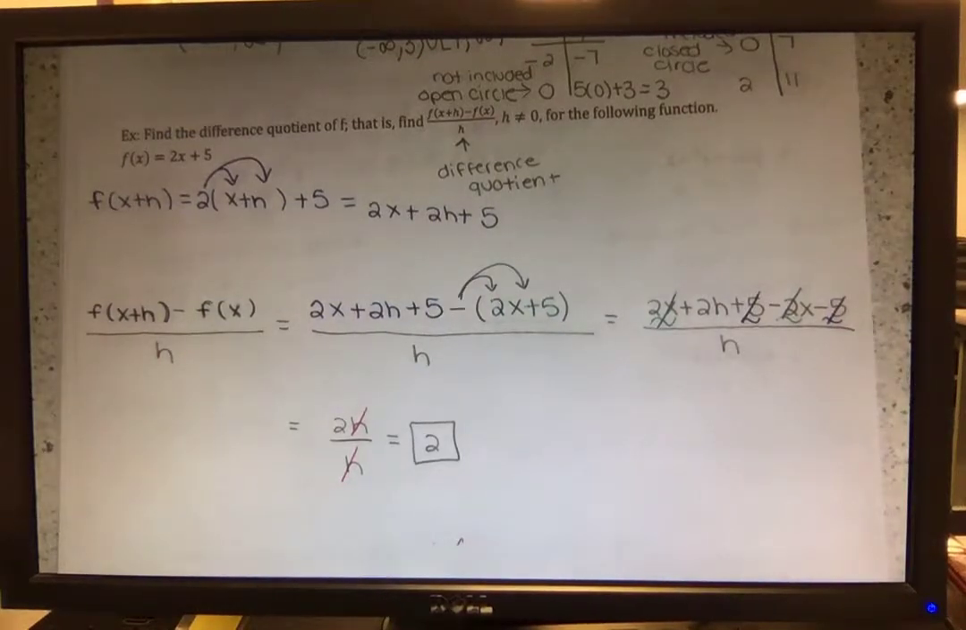You'll see this a lot in pre-calculus and in calculus. We just found what's called the derivative of f of x, which is another word for the difference quotient. So kind of cool that you did something so complex just using algebra. So this is section 2.2 notes.